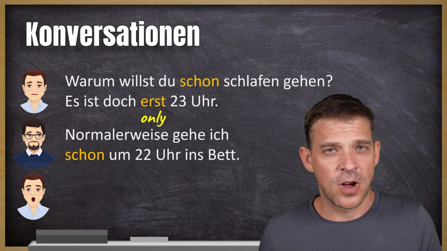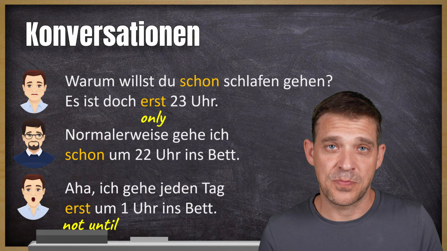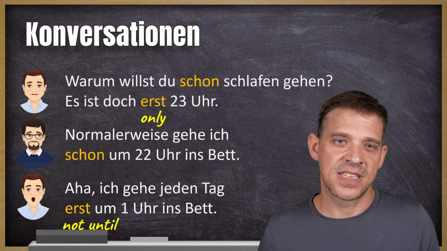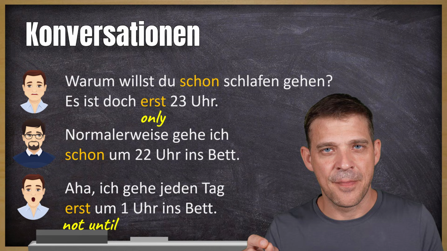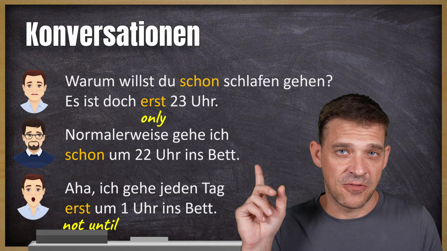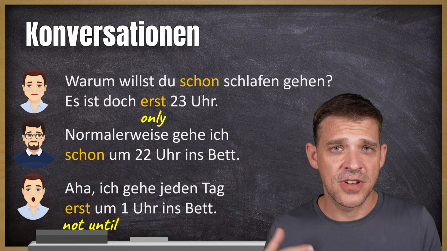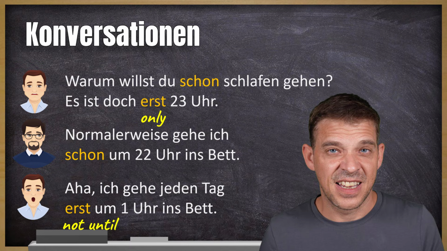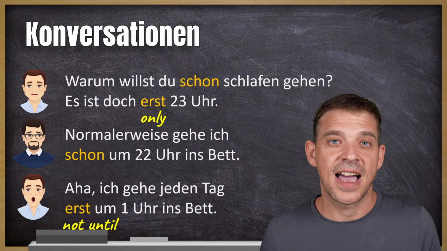And then man number one says, ich gehe jeden Tag erst um 1 Uhr ins Bett. I don't go to bed until 1 a.m. every day. So that's why for him, in the first sentence, he uses erst, because for him it's early, and he wants to emphasize there's still a lot of time left. But for the second man, it's late, because usually he already goes to bed at 10.